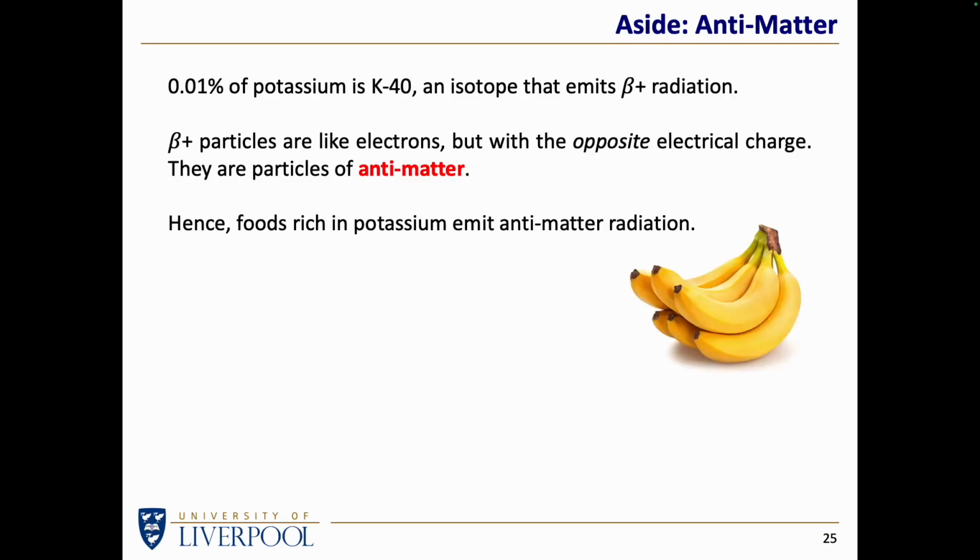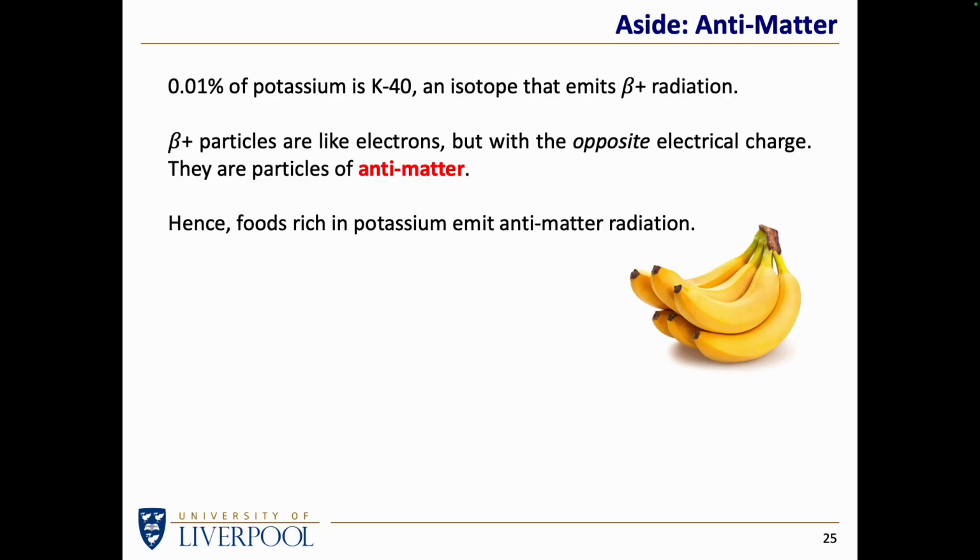That means Brazil nuts are very rich in potassium. Bananas are very rich in potassium, which means as we stand, this banana is emitting some antimatter, and not much of it is going your way. You don't have to panic. The amount that's coming out of one banana is tiny, but it does produce antimatter, as well as Brazil nuts and at least a dozen other foods that are rich in potassium.